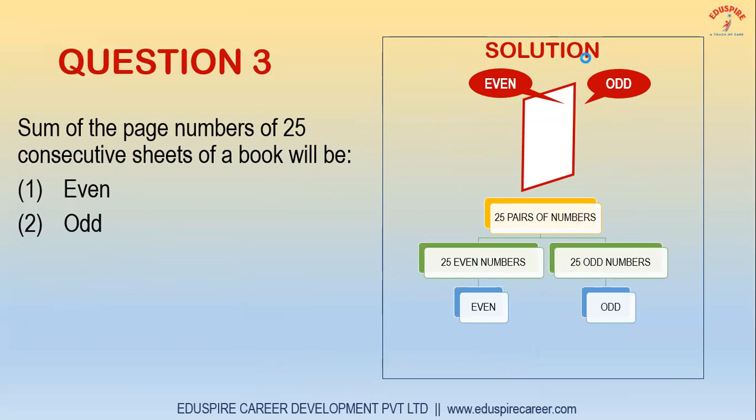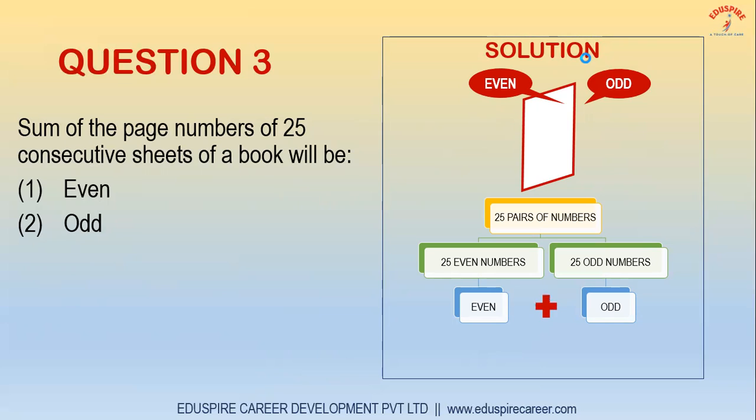So essentially, when I add all these numbers in these 25 sheets, we are talking about adding 25 pairs of numbers, out of which we'll have 25 even numbers and we will have 25 odd numbers. Definitely the summation of 25 even numbers will be even, and the summation of 25 odd numbers will be odd. You see, when I add 3 odd numbers, the result is odd. When I add 5 odd numbers, the result is odd, and so on. That way I can conclude the addition of 25 odd numbers must be odd.